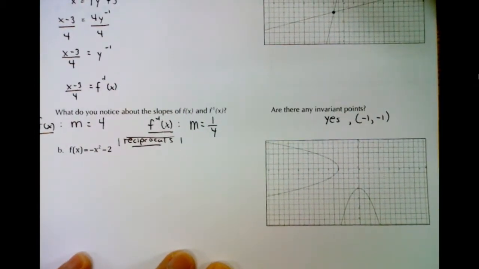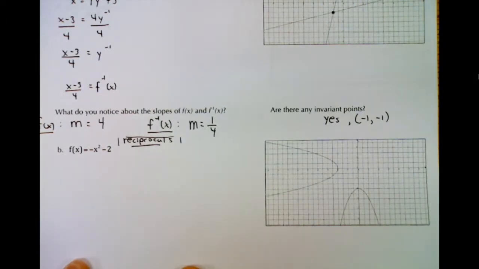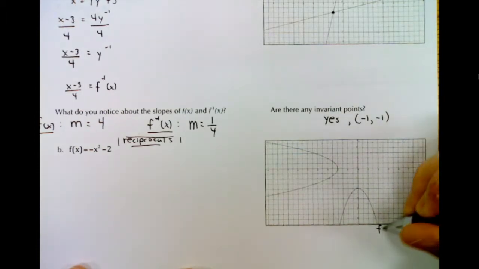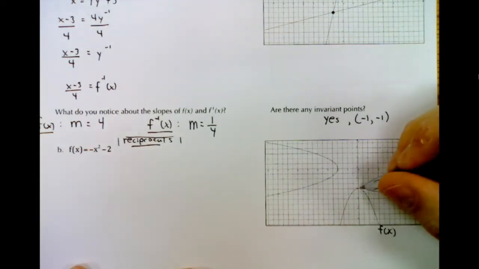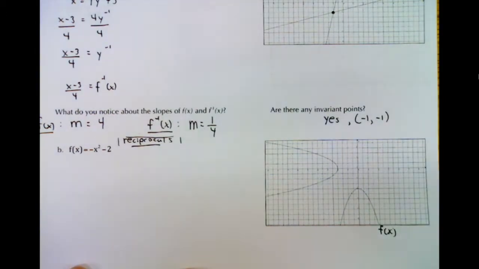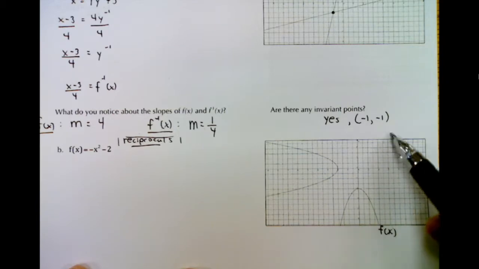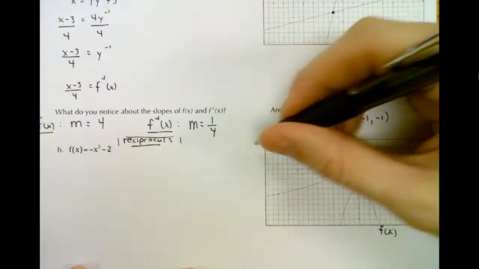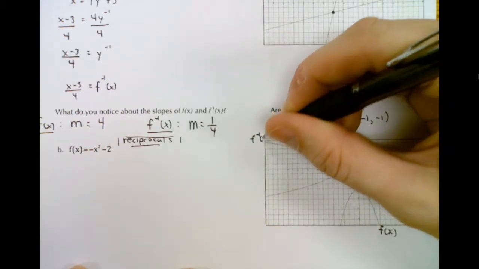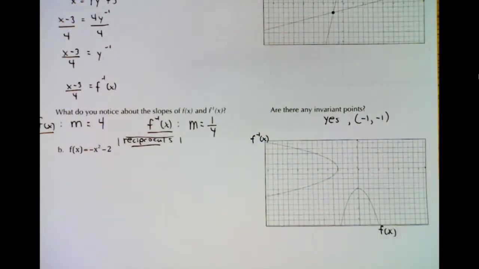f of x is equal to -x squared minus 2. And if we look, we have two graphs here. Which one would be the original? Well, this would be the original f of x, because this is a parabola that opens upside down and starts at the vertex -2. And if we drew on the y equals x line, we'd see that this is a reflection over that line. So this is going to be our inverse.